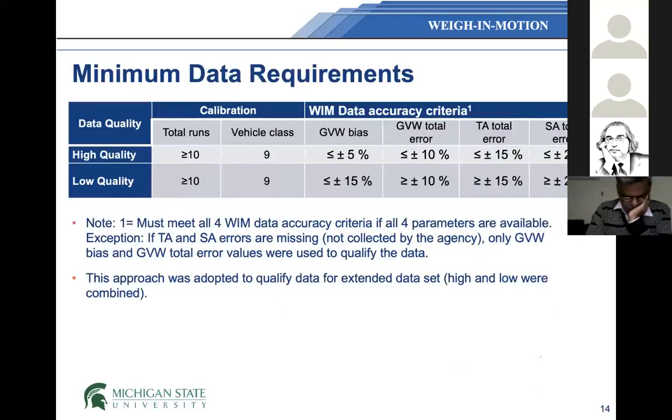Now, before we looked at the data, we wanted to put some restriction on the quality. So we have high quality, which meets the ASTM standard, and we put some limits on the bias. For the low quality, the bias will be slightly higher, because this data is coming from states and sometimes there is error in the data, so we want to eliminate those outliers. That's why we are using these different limits for the bias for gross vehicle weight.